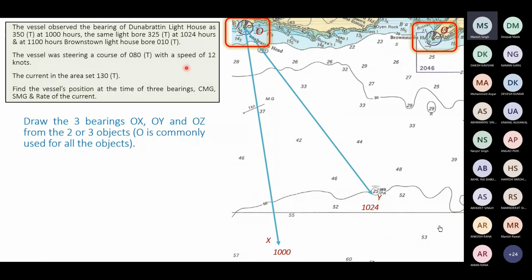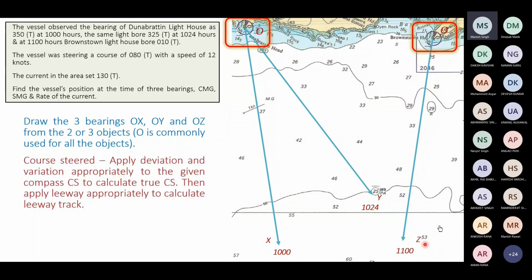Let's plot the third bearing now. The third bearing is 010 and it's from Brownstone Lighthouse. So from this particular light, a bearing of 010 is plotted on the chart. This was taken at 1100 hours. So we mention the time with the bearing. And let's name this bearing line as OZ. So you see the point Z marked here. And with this, we have the three bearings, the three position lines plotted on the chart.